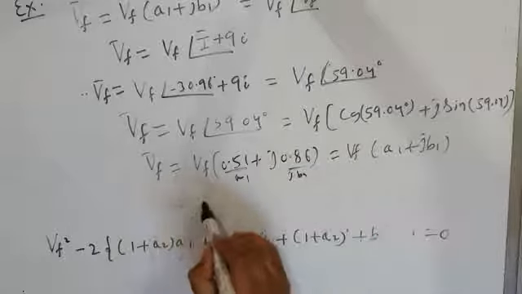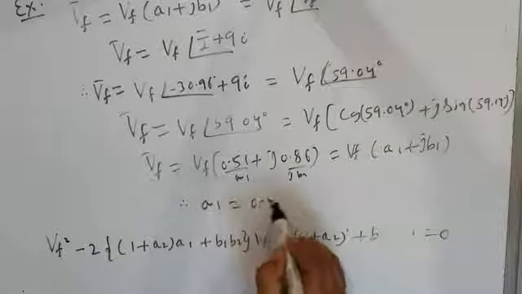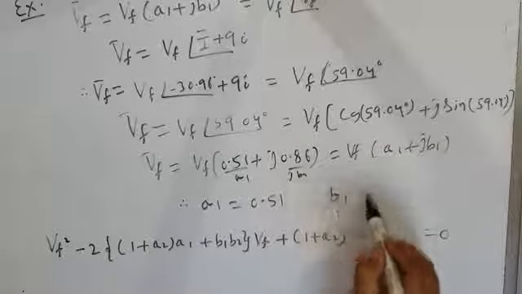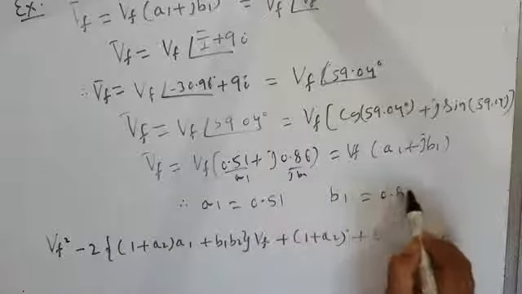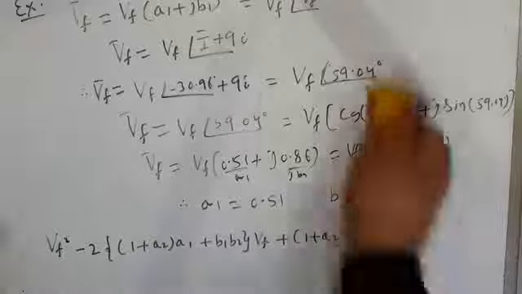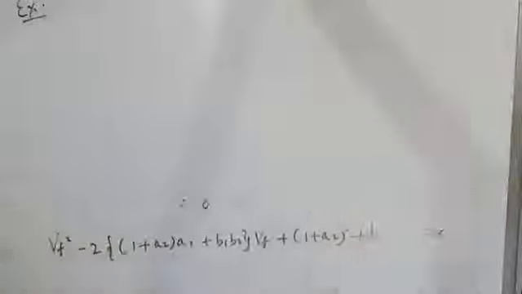So therefore what is A1? A1 is equal to 0.51 per unit of course. And what is B1? B1 is 0.86. So A1 and B1 are found. After that we have to find A2 and B2.